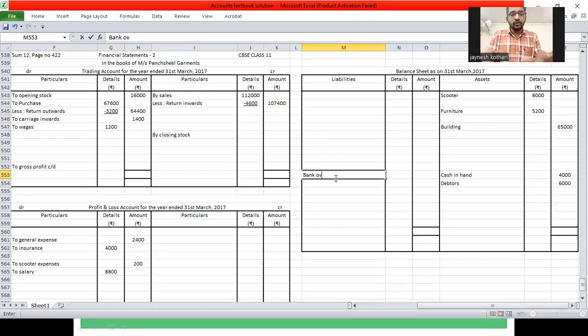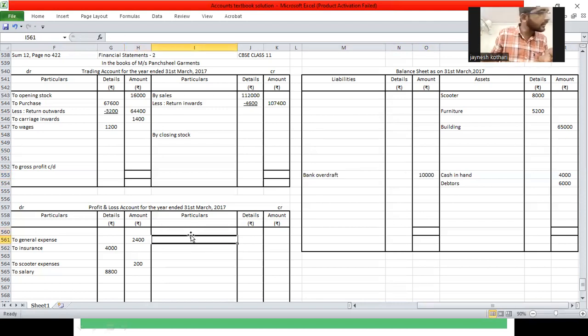So bank overdraft, now it is going to come on the liability side. Bank overdraft is 10,000. Okay, I have skipped one entire entry, that is discount. Now it's given on the credit side, so I'm going to write in the credit side. Discount will come always in the profit and loss. But if it is given debit side, we'll write debit side. If it is given the credit side, I'm going to write in the credit side.